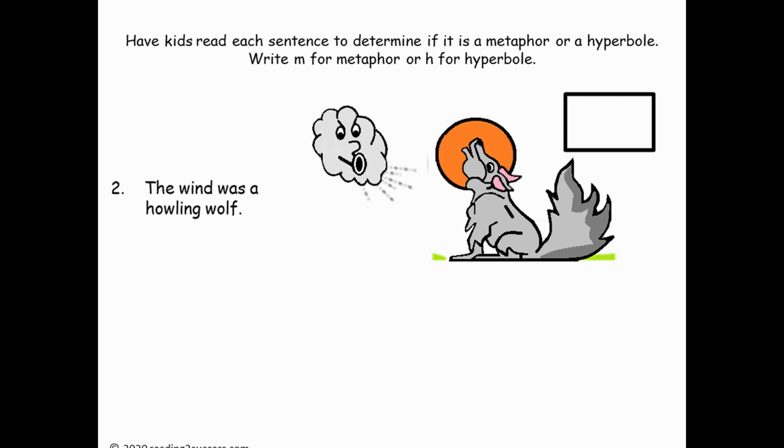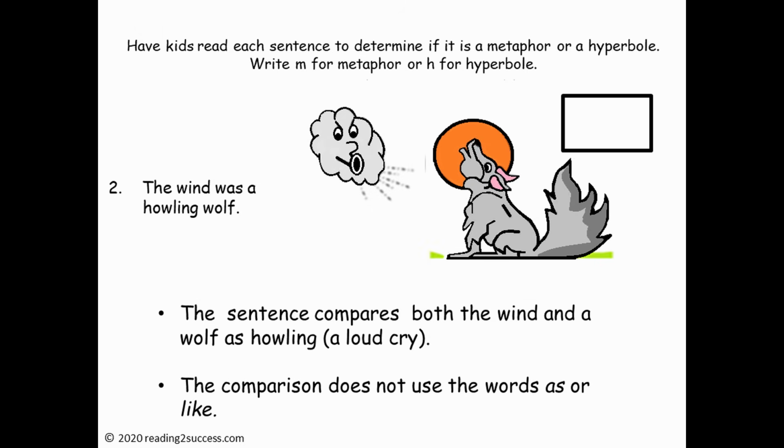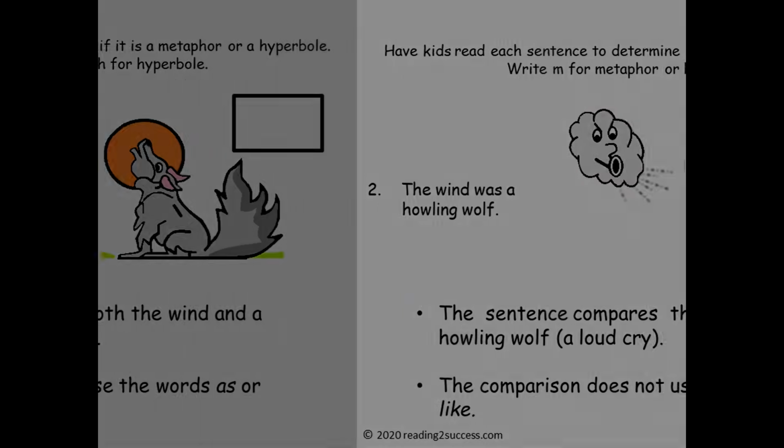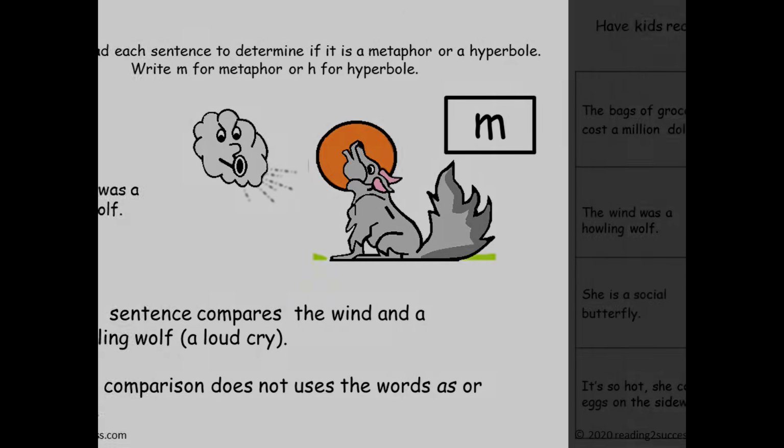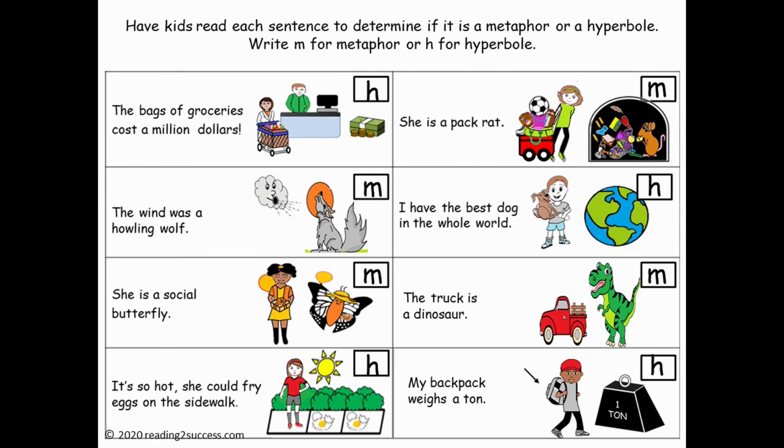Now read sentence 2 with the kids. The wind was a howling wolf. The sentence compares both the wind and a wolf as howling, a loud cry. The comparison does not use the words as or like. Have kids write M in the square for metaphor. And this is the completed practice page.